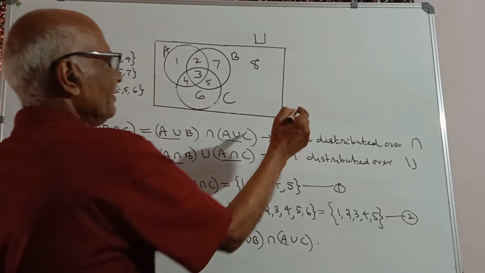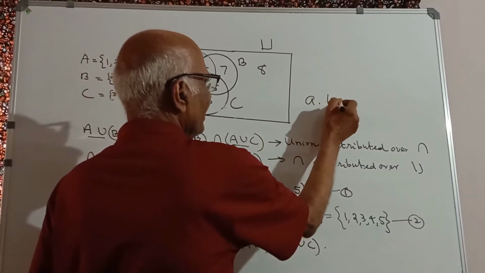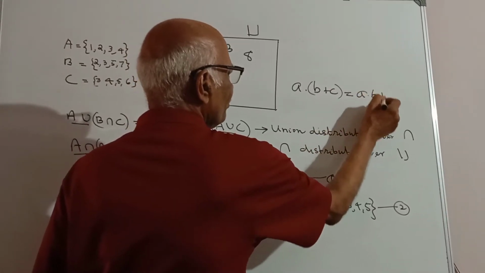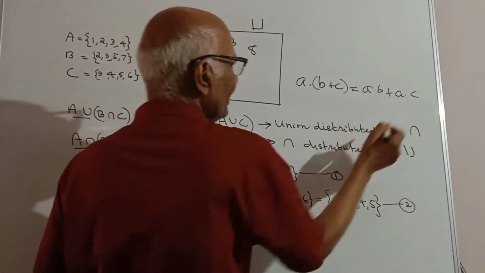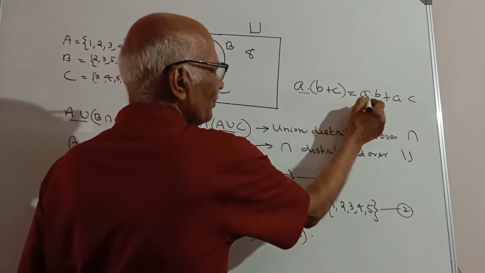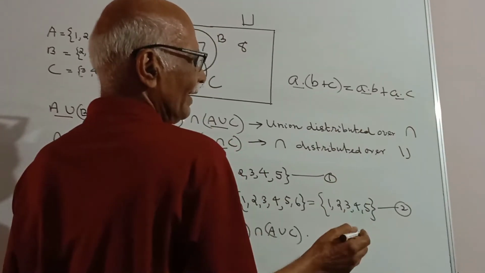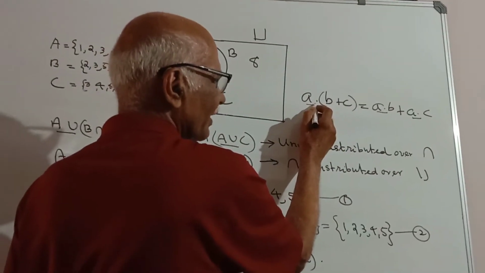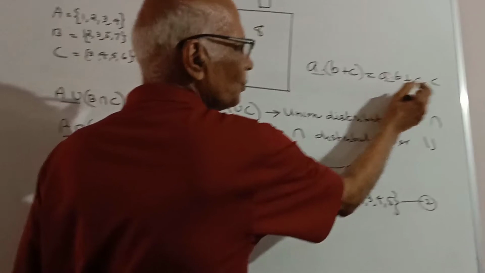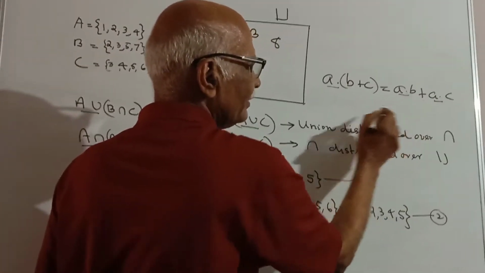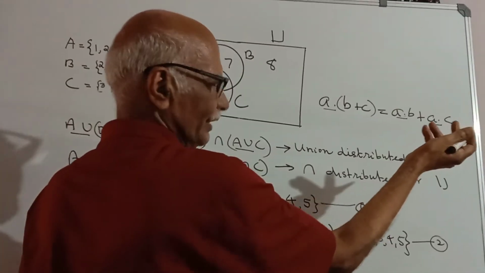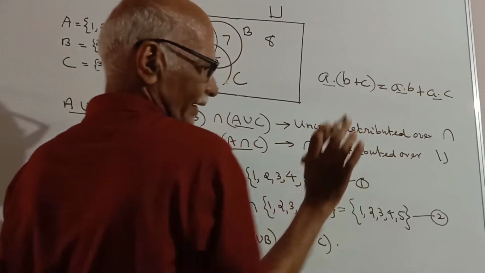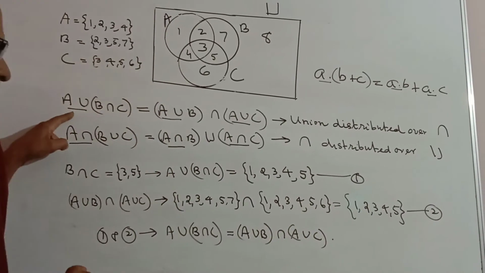Now when you say A into (B plus C) is A into B plus A into C. A into is coming. Now there is 1 multiplication and 1 addition on the left. Here on the right there are 2 multiplications and 1 addition. So this multiplication is distributed over addition. Such a property comes here.